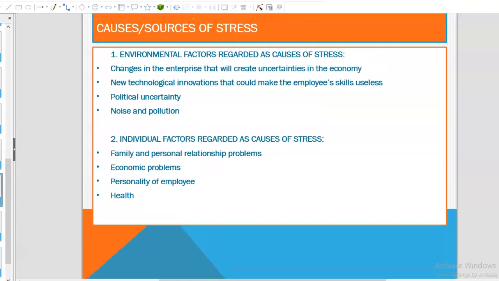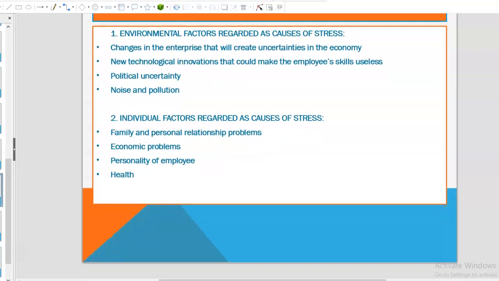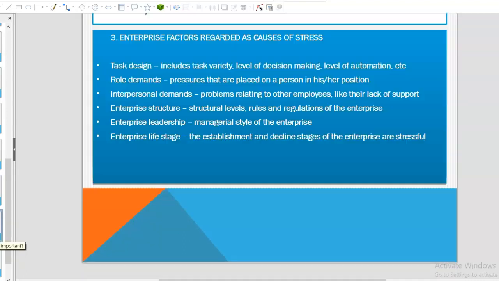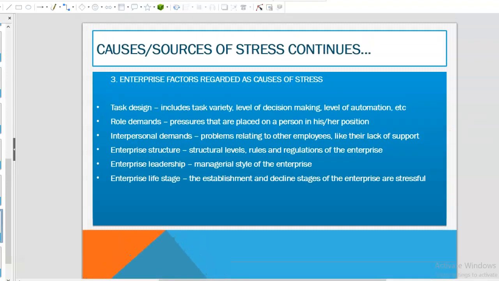The second part is individual factors regarded as causes of stress, which are family and personal relationship problems, and economic problems as well. Personality of the employee is an individual factor. You're a person who stresses a lot. Health also plays an important part here. So let's go to the third part of factors or the causes of stress.